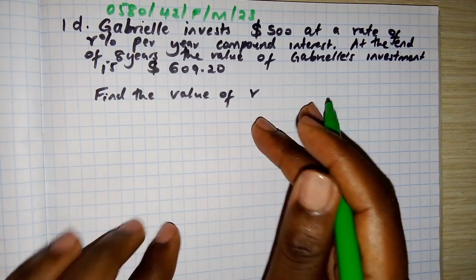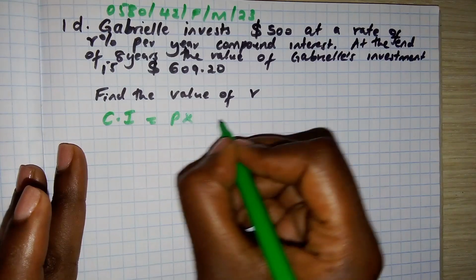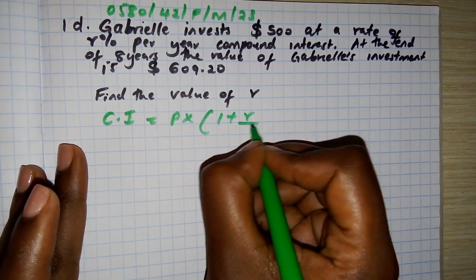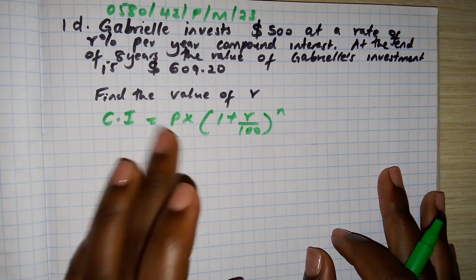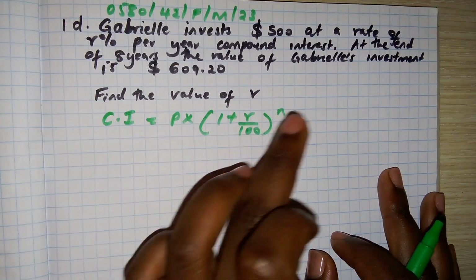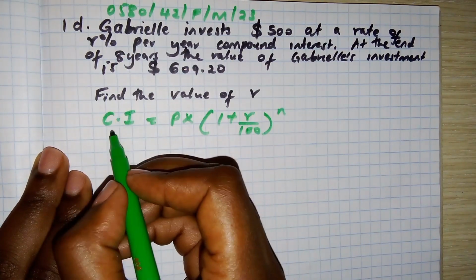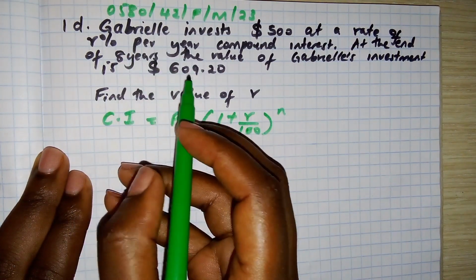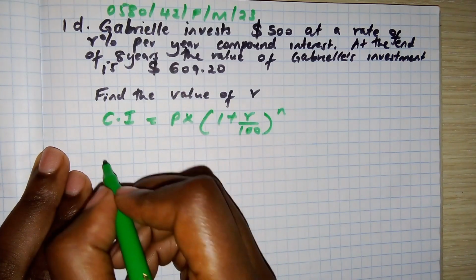So here we don't have the rate, but we can write the formula CI equals P times (1 plus R over 100) to the power N. So P is the principal, R is the rate, N is the number of years or the months. So here at the end of the 8 years we had 609. So 609.20 will be the compound interest earned.